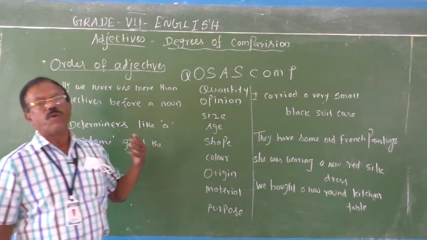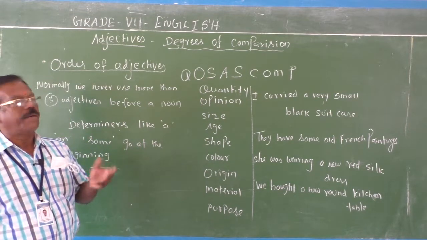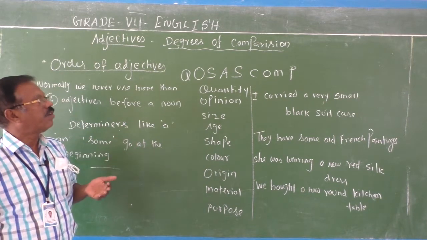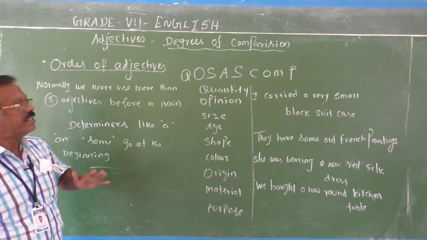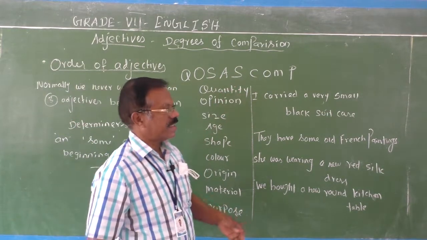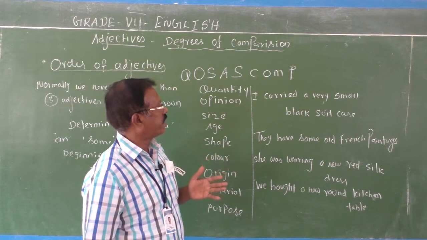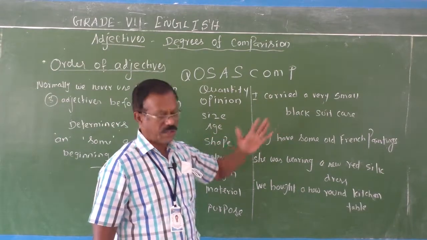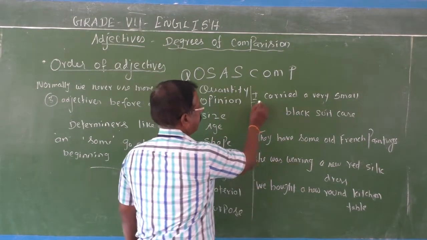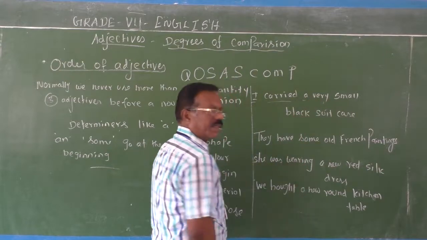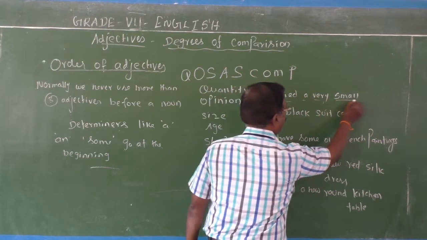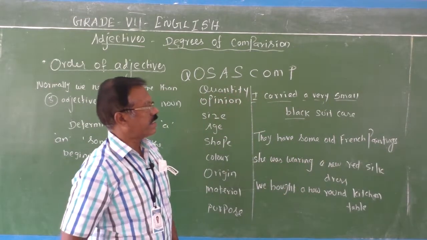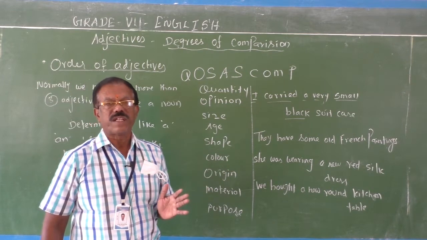So when we use more than two or three adjectives before a noun, we are supposed to follow this order. I have given here some example sentences. Kindly go through these sentences. I carried a very small black suitcase. See here, I is the subject, carried is the verb, a is an article, very is an adverb, small is an adjective, black is an adjective. So we use all these adjectives in such an order before the noun suitcase.